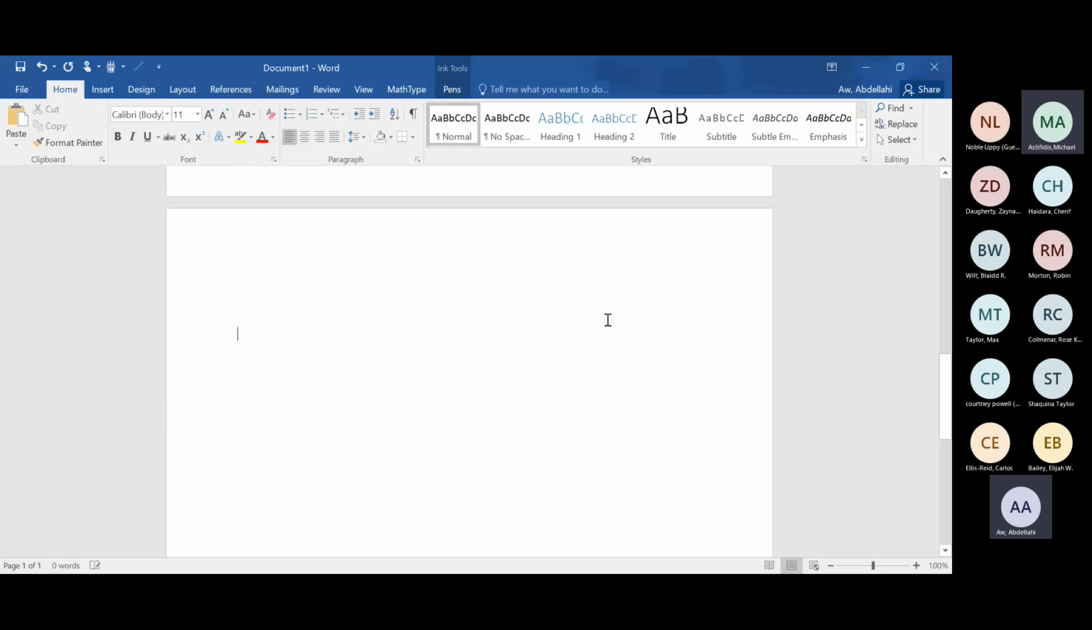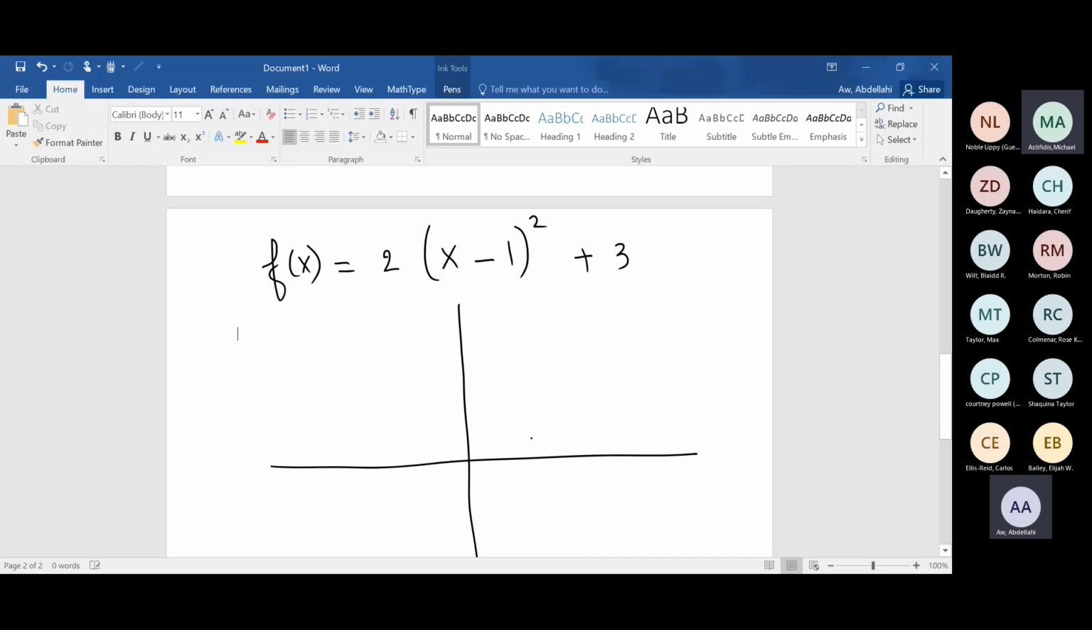So basically I have f of x equals 2 times x minus 1 squared plus 3. And this is my original parabola right here: 0, 0, 1, 1, 2, 4, negative 1, 1, negative 2, 4. This is my original parabola.